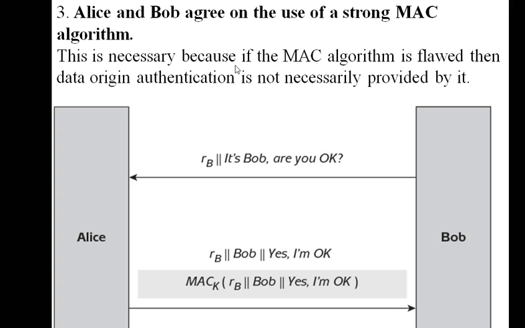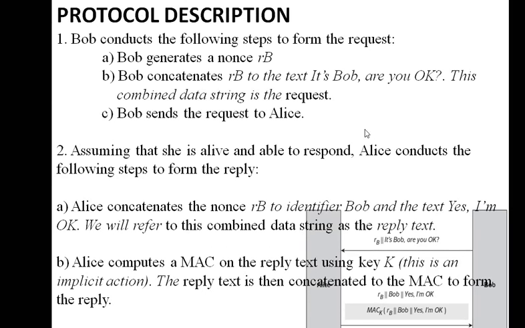This is necessary because if the MAC algorithm is flawed, then data origin authentication is not necessarily provided by it. Okay, these are the three assumptions from protocol 1. Then its description is: Bob conducts the following steps. Generates a nonce RB. Here Bob generates a nonce RB. Bob concatenates RB. Bob sends the request to Alice.